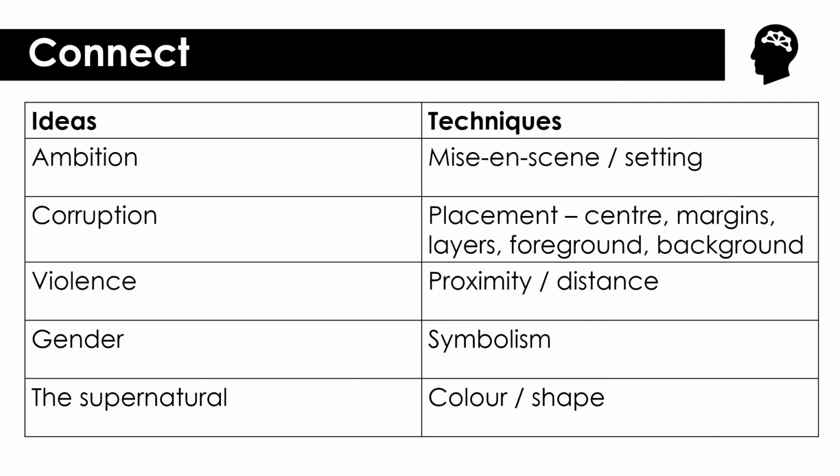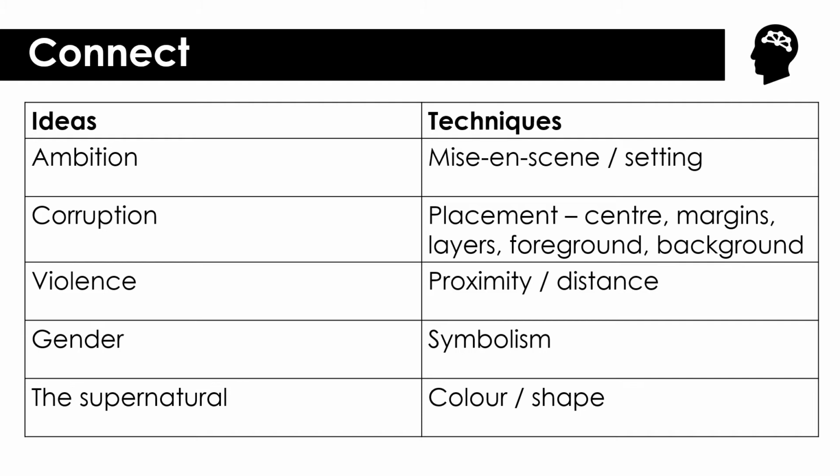Okay, down the left-hand side now, there are some key ideas from Macbeth: ambition, corruption, violence, gender, and the supernatural. Those are all things you'd expect to see coming up in a film poster for a Macbeth film, because they're central ideas in the play. On the right, there are some classic techniques for film posters. Things you might want to look at.